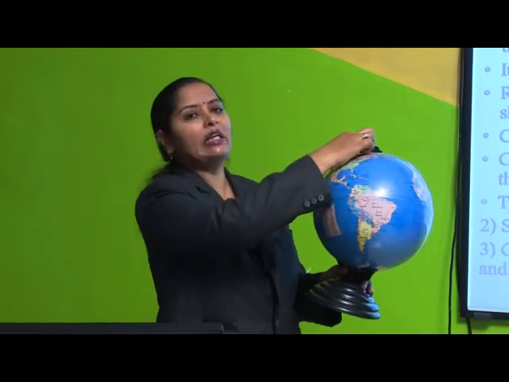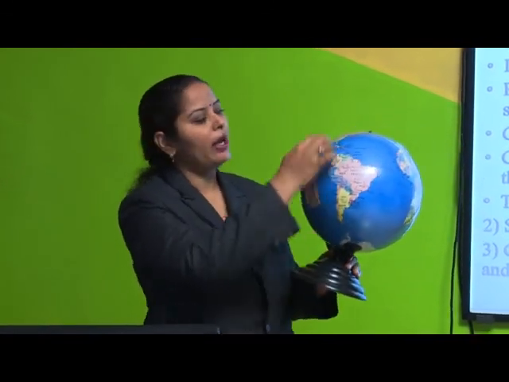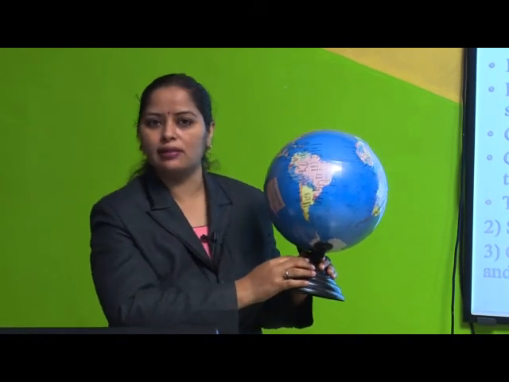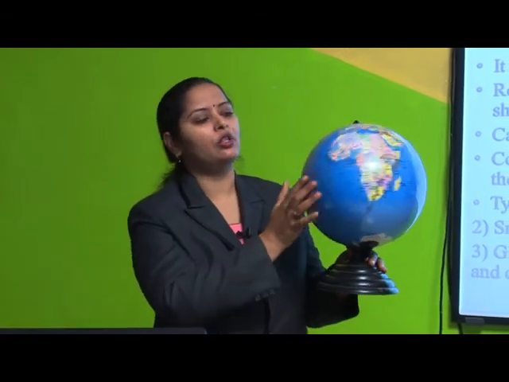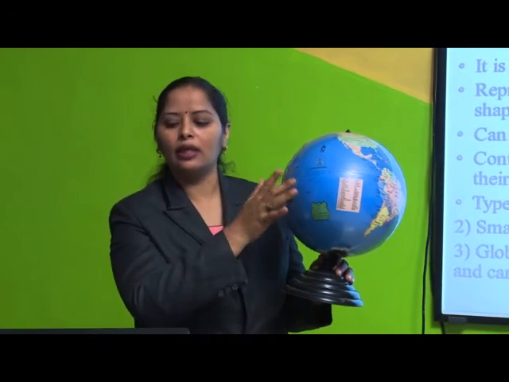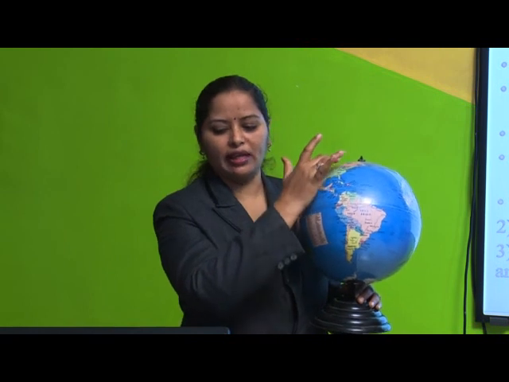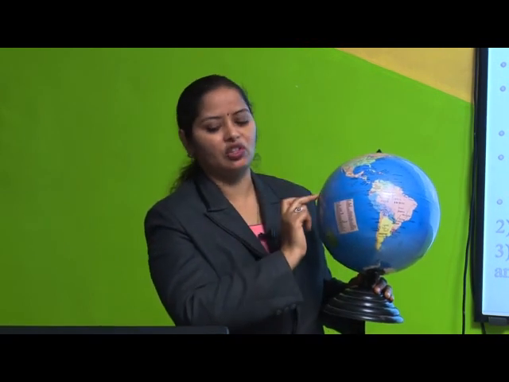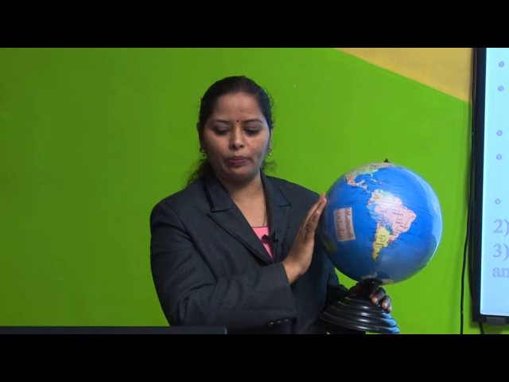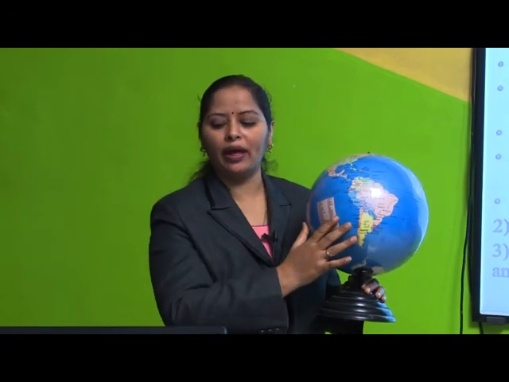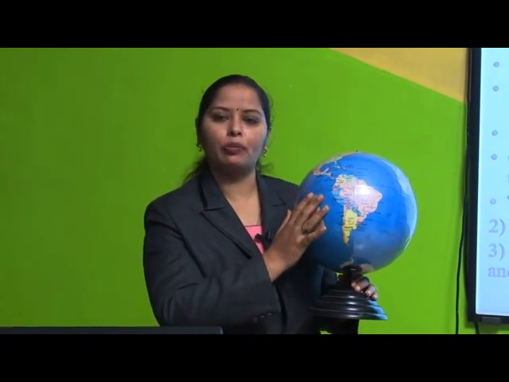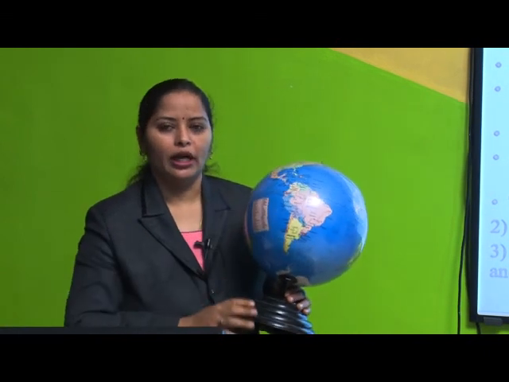Here also one needle is passed through this globe and this needle is called the axis, and this globe rotates around this axis just like the earth. On this globe, we can see the continents and we can also see the oceans properly in the true shape and correct size. Children, there are different types of globes.